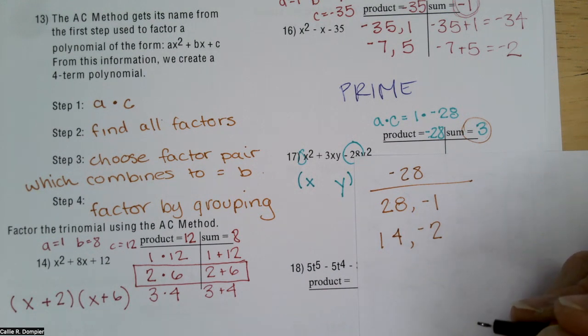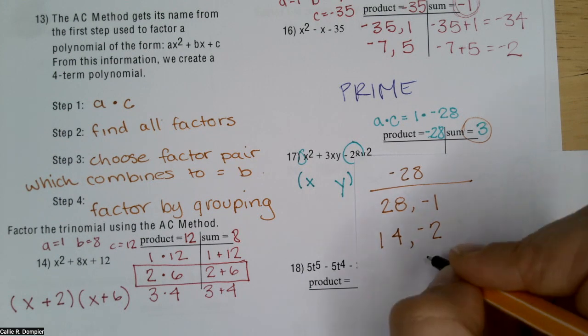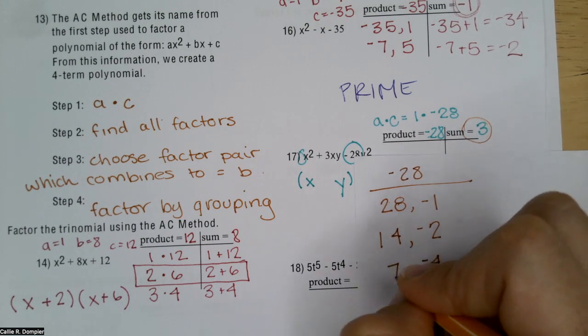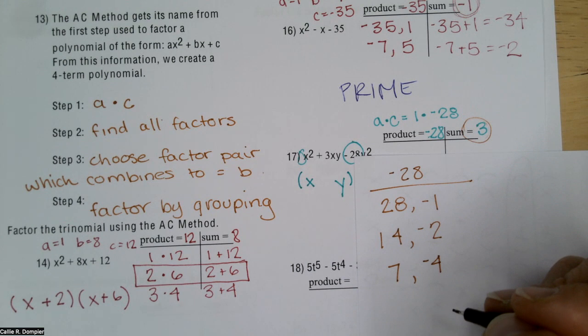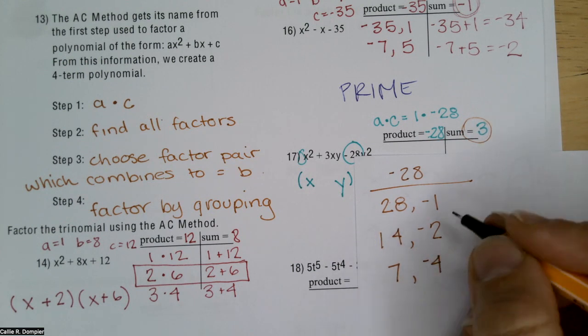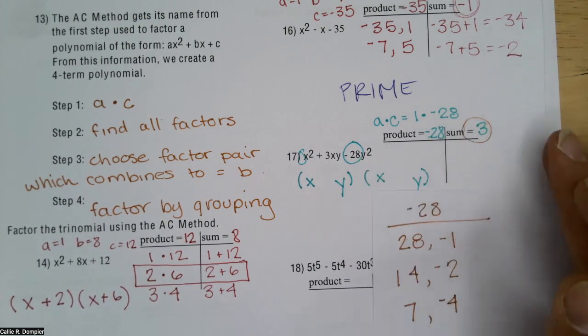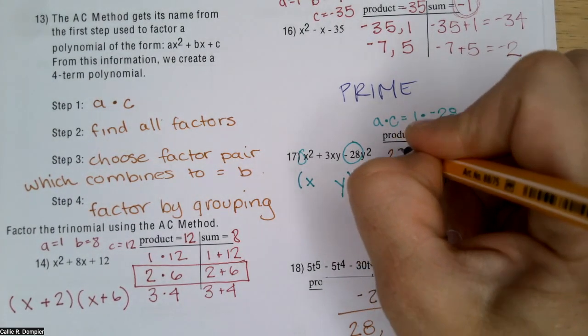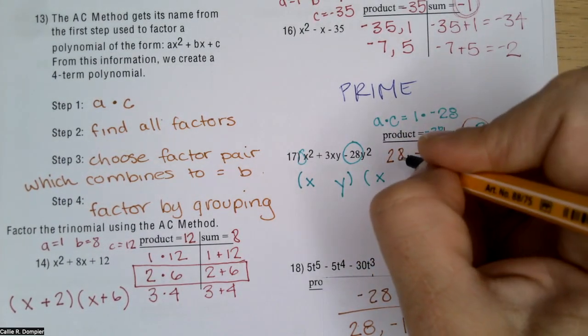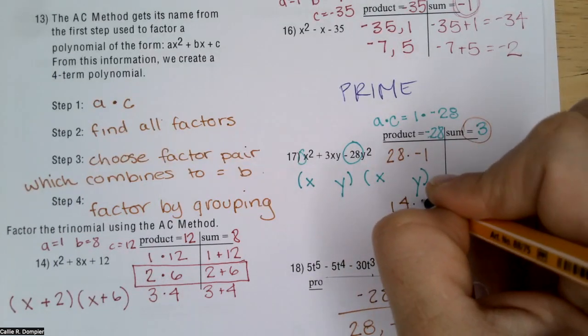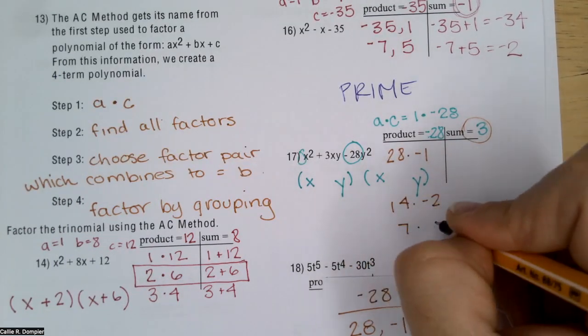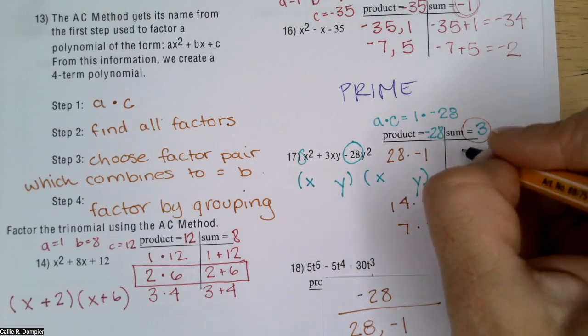28 divided by 3, no. 28 divided by 4, 7. 28 divided by 6, no. 28 divided by 7, yes, 4. Sorry, back around. So here are all our factors of negative 28. 28 times negative 1, 14 times negative 2, and 7 times negative 4. Do any of them add to 3?